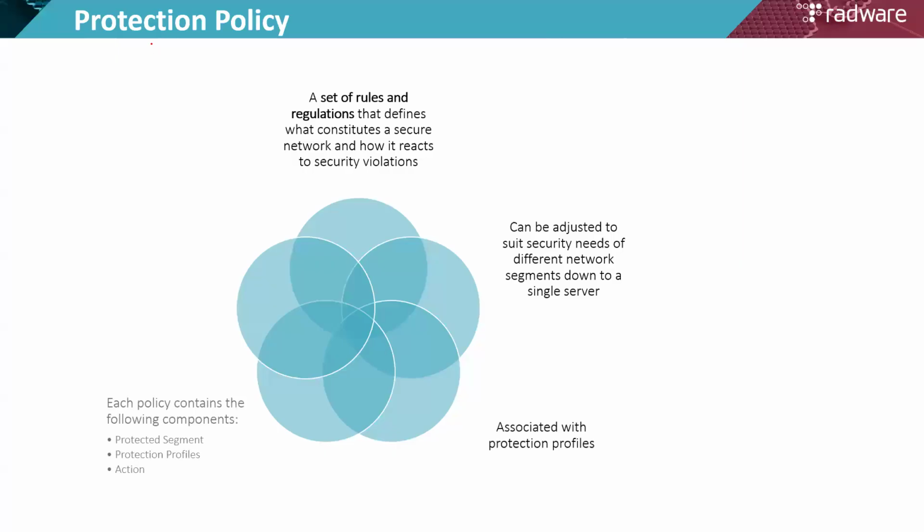So what is a protection policy? A set of rules and regulations that defines what constitutes a secure network. Simply putting, whatever network that we are protecting should be part of the policy. The protection profiles need to be associated with the policy. So that is what is mentioned here.